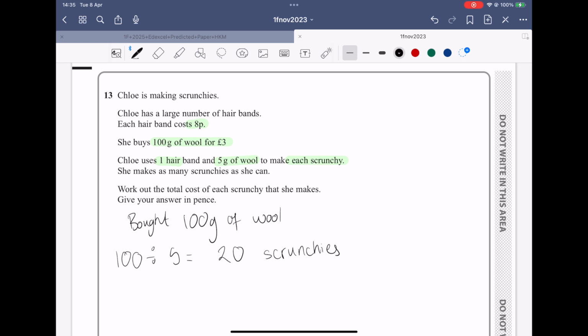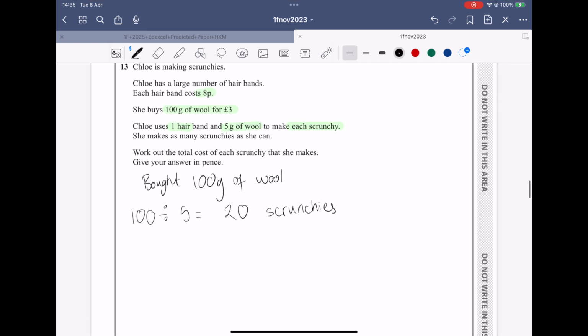Now, we're assuming she has enough hairbands because she said she's got loads. She's got a large number, and they cost 8p. So for 20 scrunchies, she's going to use 20 hairbands, because every scrunchie needs one. So we need to do 20 times 8p. So 2 times 8, so that's 160 pence. 20 times 8 is 160. So that is £1.60 to keep it in pounds.